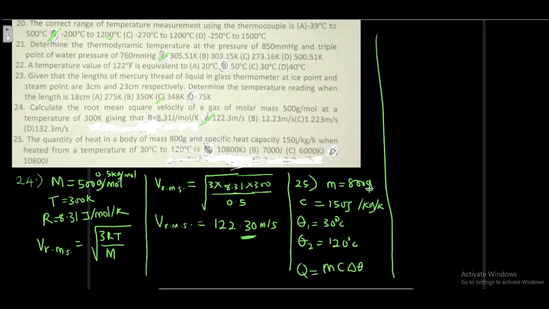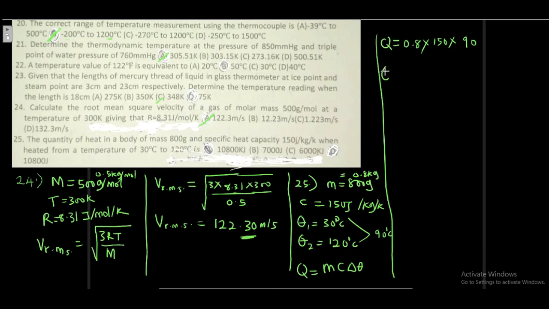So we're going to have 800 divided by 1000, that will give us 0.8 kilograms. All right, so now we can plug in our values. We're going to have quantity of heat energy equals the mass, which is 0.8, times specific heat capacity, which is 150, times the temperature change, which is 120 minus 30. This is 90 degrees Celsius, so we have times 90.